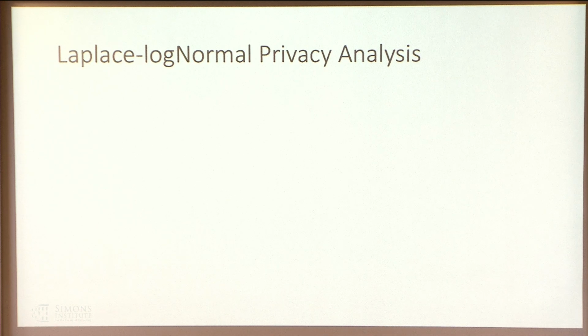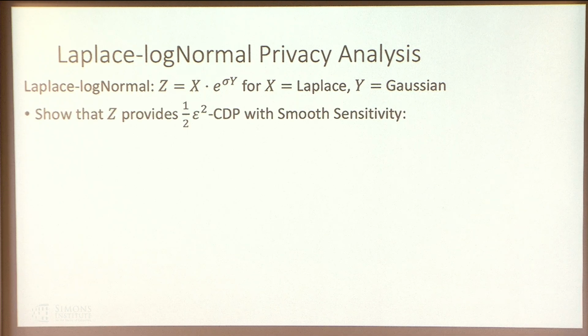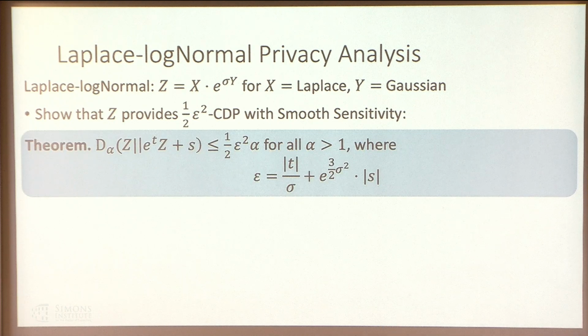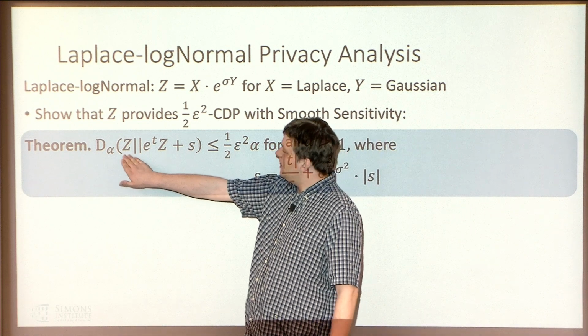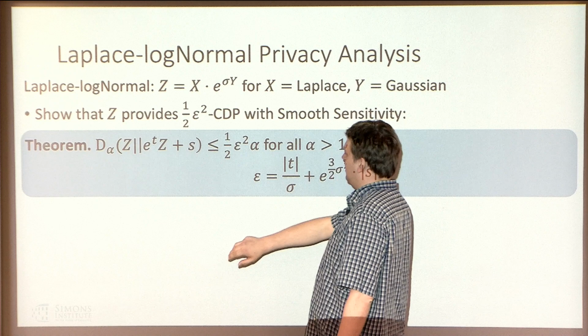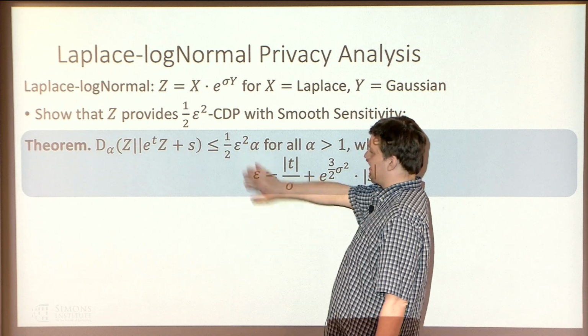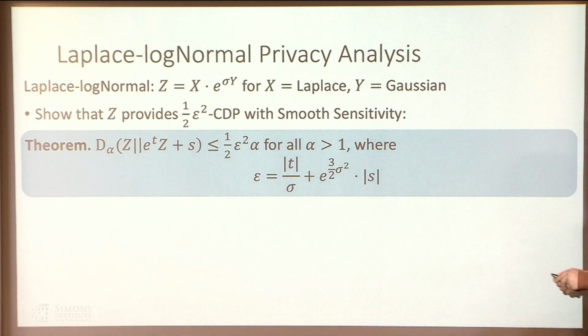Okay, so I've told you what we're trying to prove about it. I've told you what the distribution is. So now let me tell you in one slide how we analyze this. Again, we take a Laplace random variable, we multiply it by a log-normal. And we want to show that it provides concentrated DP when you do it with smooth sensitivity. So here's the theorem statement. Basically, if you look at the distribution of z and compare it to z with both an additive and a multiplicative distortion, you're going to get this bound, which is exactly what you need for half epsilon squared concentrated DP, with this value of epsilon.